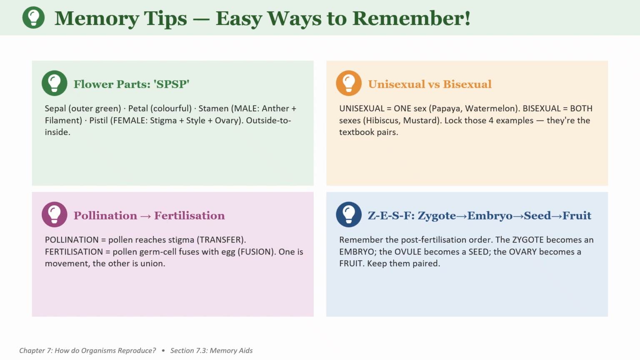ZESF, that is zygote, embryo, seed, fruit. Remember the post-fertilization order: the zygote becomes an embryo, the ovule becomes a seed, and the ovary becomes a fruit. Always keep them paired, children. Don't forget.